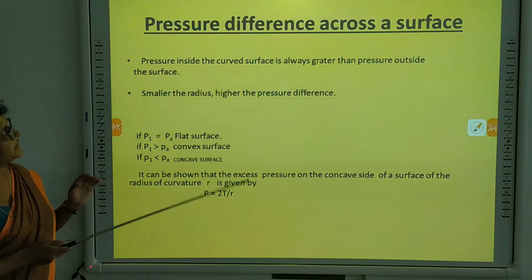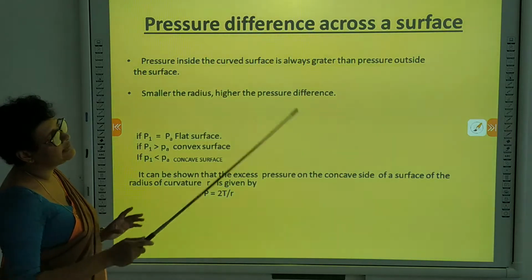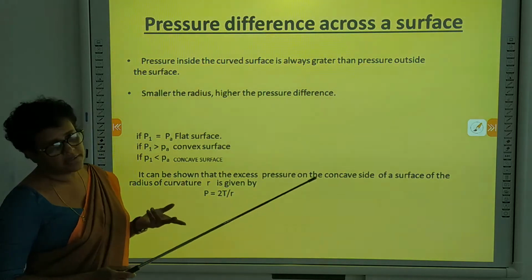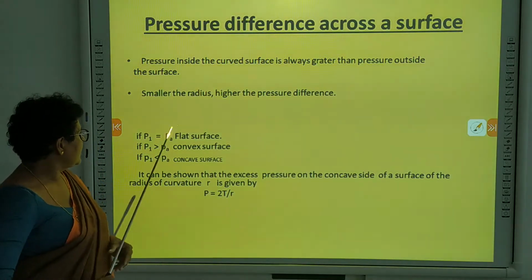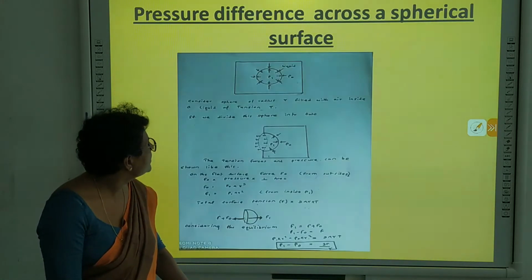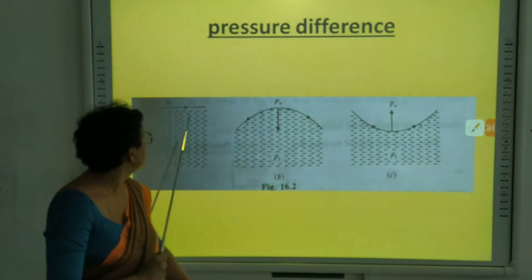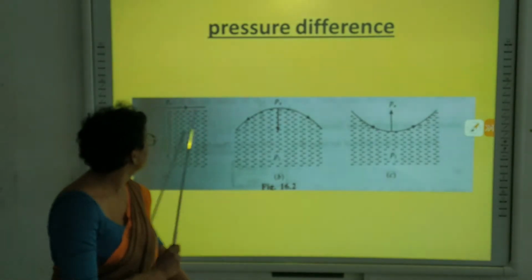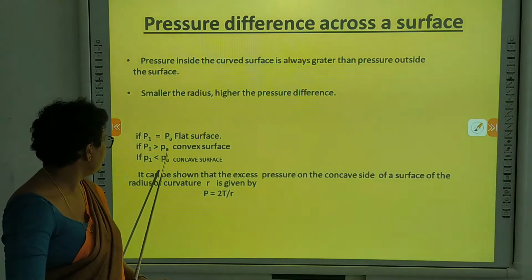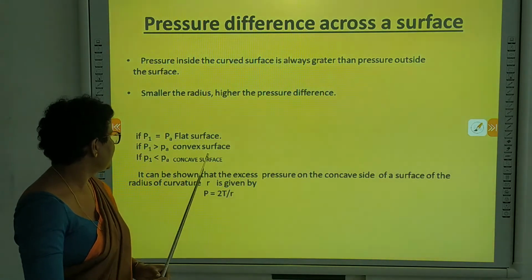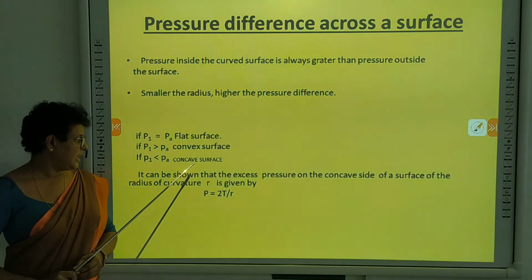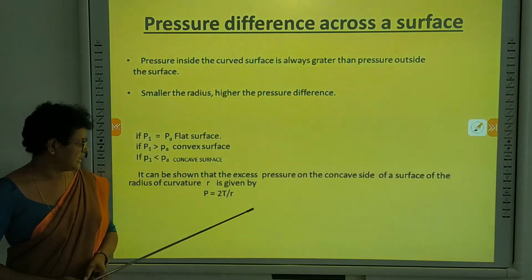Now pressure inside the curved surface is always greater than the pressure outside the surface. Smaller the radius, higher the pressure, right? Now look, if P1 equals PA, you will get this flat surface, okay? And if P1 is greater than PA, you will get a convex surface. If P1 is smaller than PA, it will be a concave surface, right?